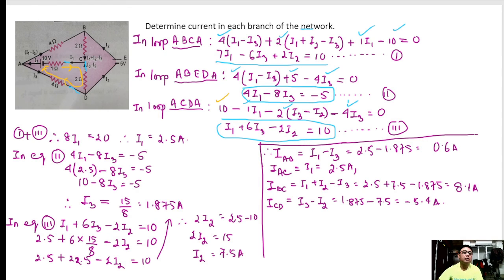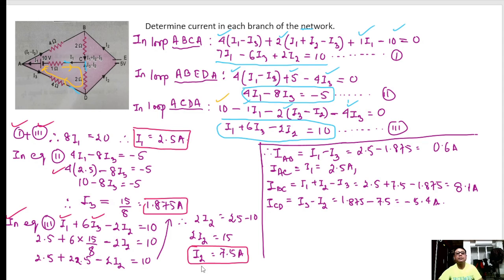Now how to solve these equations? So let us see how to solve the equations. We add equation 1 and equation 3, and we are getting this. Now I1 I know, so in equation 2 I am putting the value of I1 and getting I3. In equation 3, putting the value of I1 and I3, I am getting the value of I2.